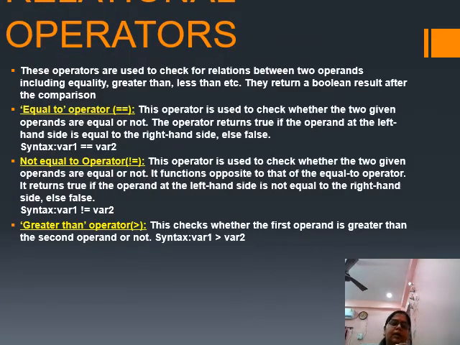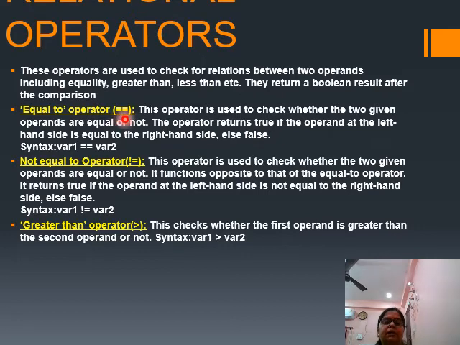Okay, now next we will learn what operators are. There are several types of operators we use in Java. These operators are used to check the relations between two operands, and how we are going to perform functions according to their relations. We are going to learn this. First is the equal to operator.